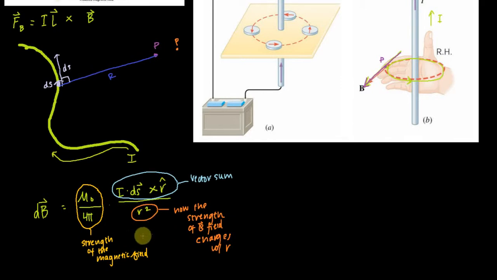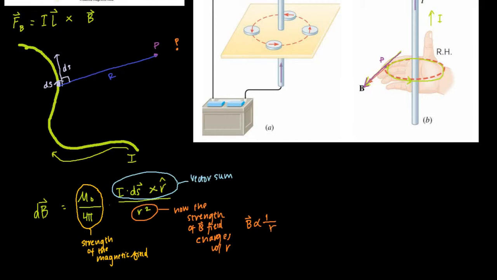Now, please keep in mind that at the end of the day, we want to figure out what B is, not dB, the differential of the magnetic field. We want to figure out B, so we're going to have to do some integration. And when you integrate this, the strength of the B field is proportional to 1 over R, not 1 over R squared. So that's a little bit notable.